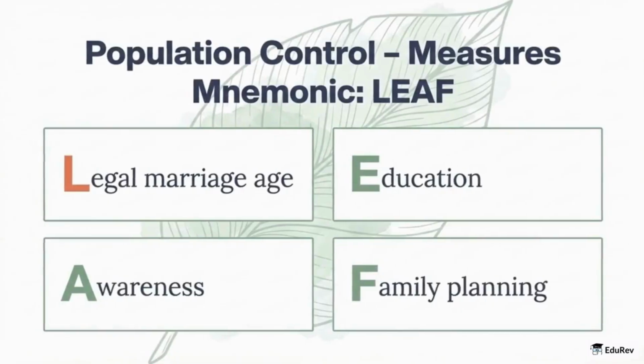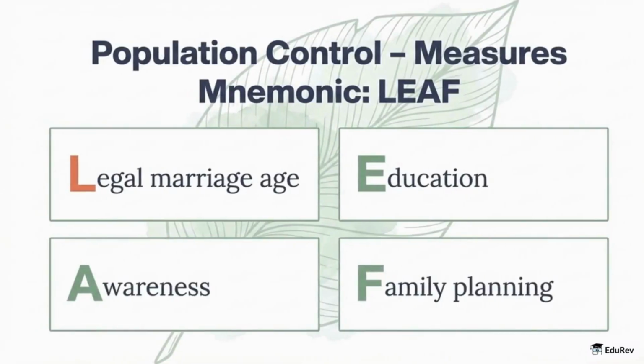To control population growth, we use the LEAF approach: legal marriage age to delay early childbirth, awareness campaigns to inform people, education especially for girls, and family planning services to enable informed choices about childbearing.